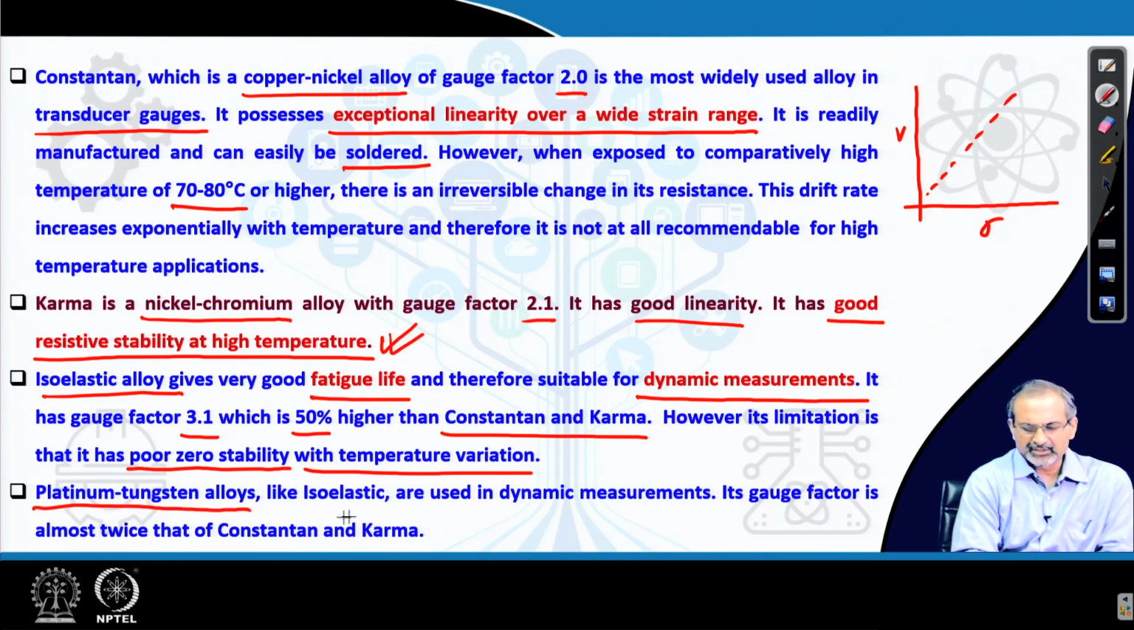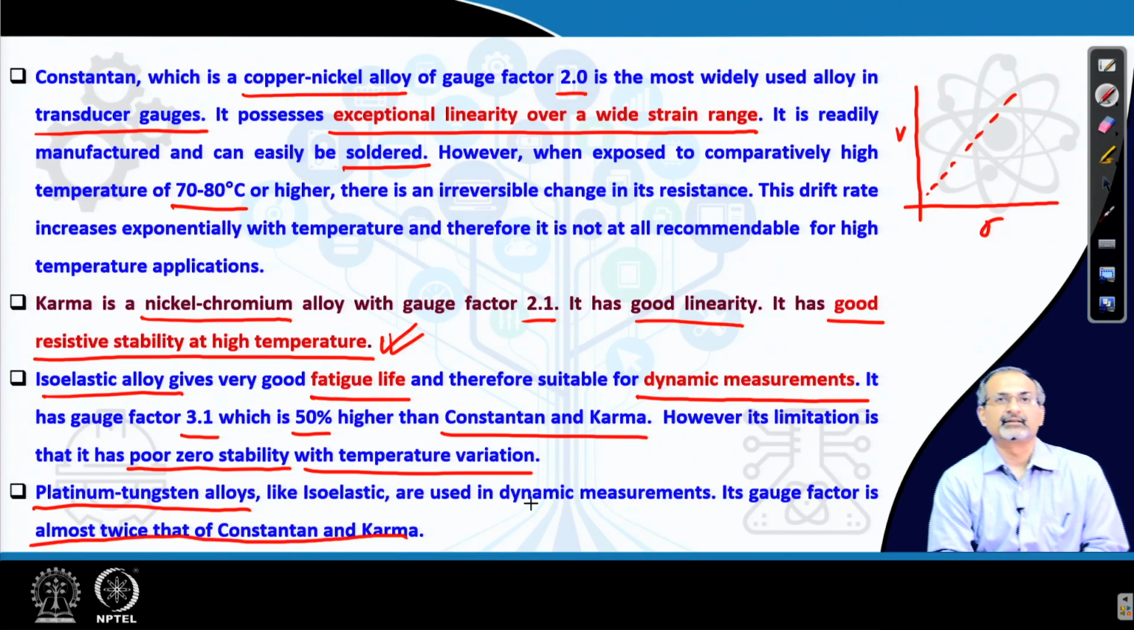Platinum tungsten alloys like isoelastic are used in dynamic measurements. Its gauge factor is almost twice that of Constantan and Karma.